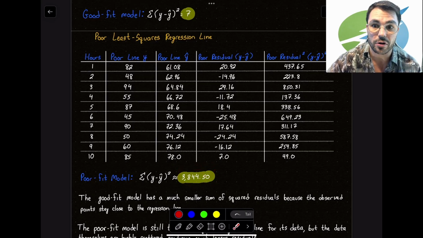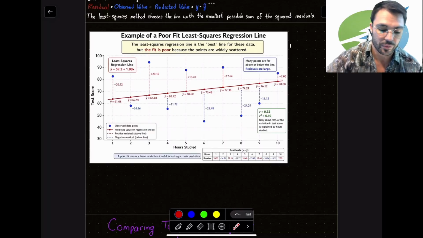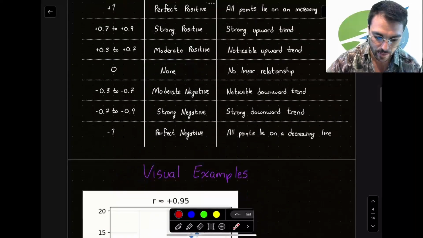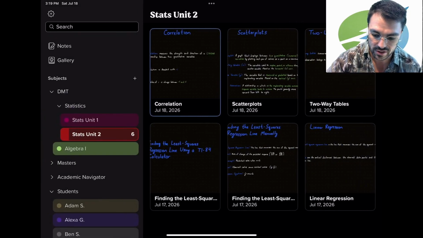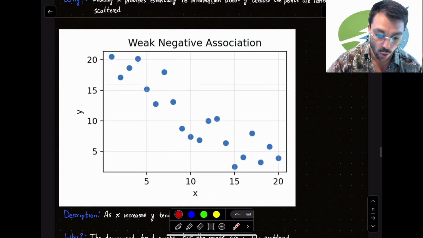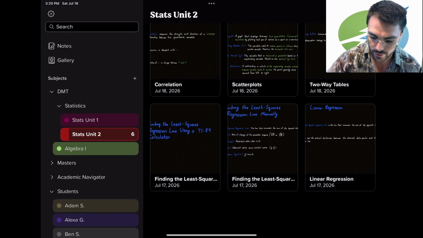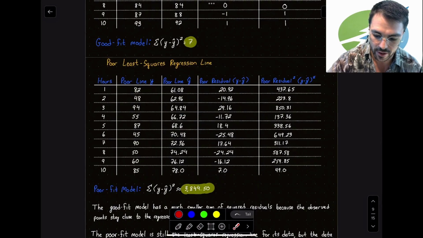So this large number tells us that, hey, this is not a good fit. This is a poor fit. All our residuals are huge. Going back to our correlation video, we could say that it has a weak correlation, or going back to the scatter plot video, we could say it has a weak association, if not no association at all. All right, let's go back over here. So again, very weak association here. And we've just shown that with the data provided to us.